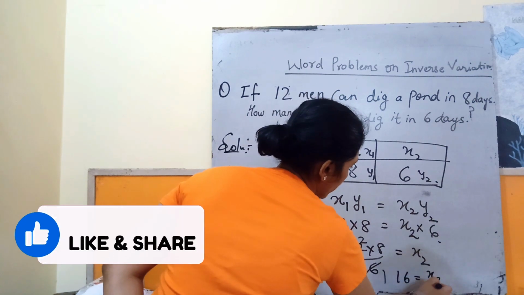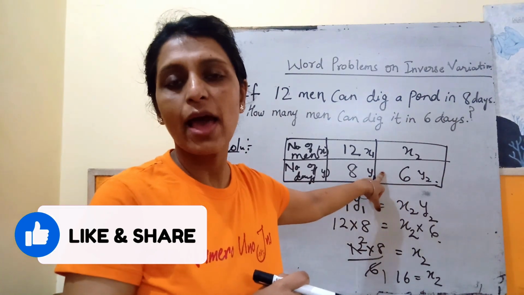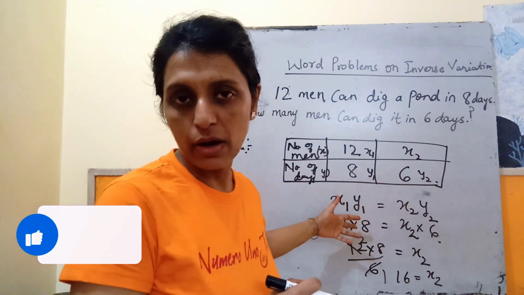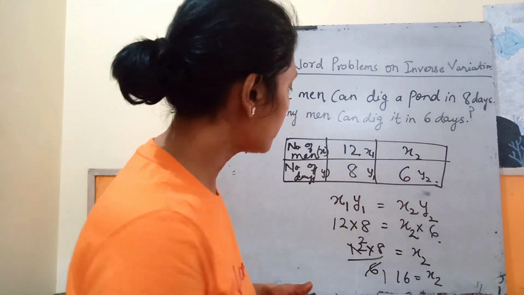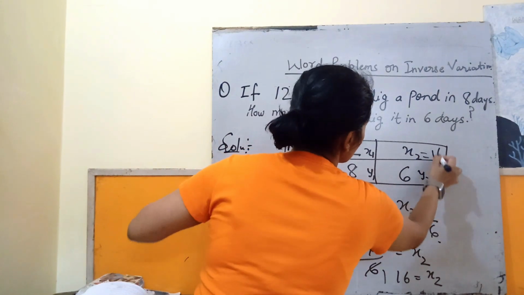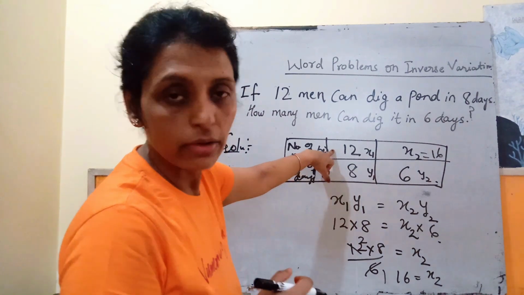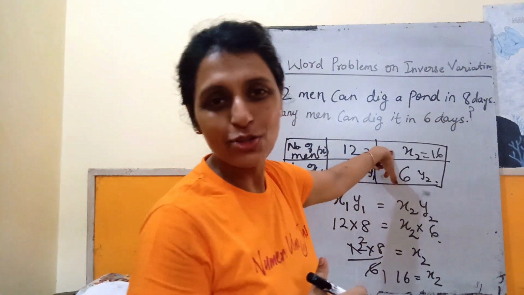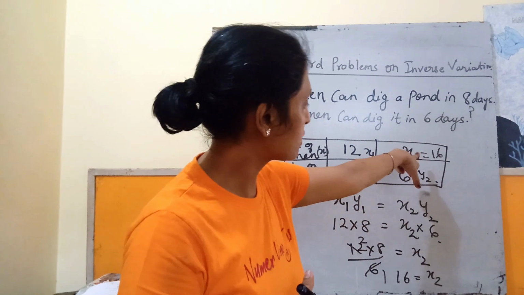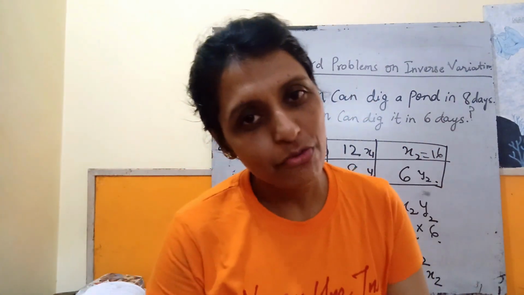It means when the number of days decreases, we have to increase the manpower, and here the number of men is 16. So when the number of days was 8, the number of men was 12. And now the one quantity that we have decreased, that is the number of days, so we have to increase the number of men, and it has increased to 16. So this is the inverse variation.